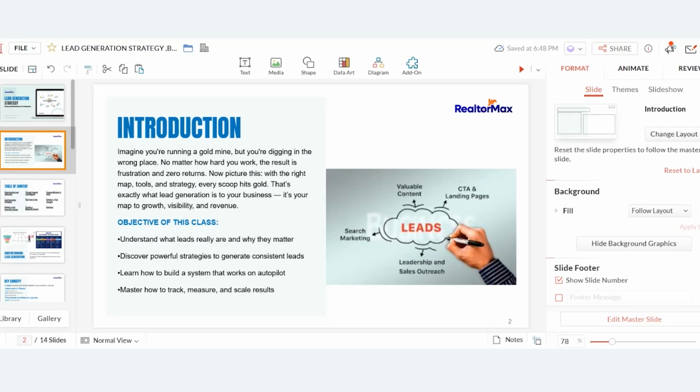So imagine you're running a gold mine and you're digging in the wrong place. No matter how hard you work, the result is frustrating and you will have zero returns. But if you have the right tools, the right map, the right strategy, you get good results with every scoop, every dig you make. So that's one of the things lead does. Lead is like showing you the right map to where the gold is.